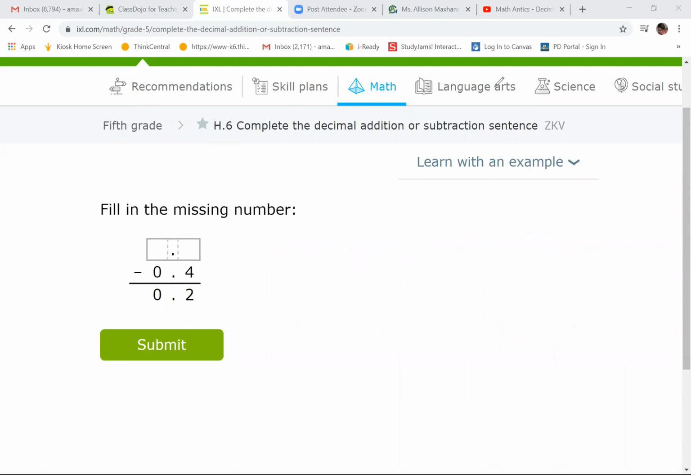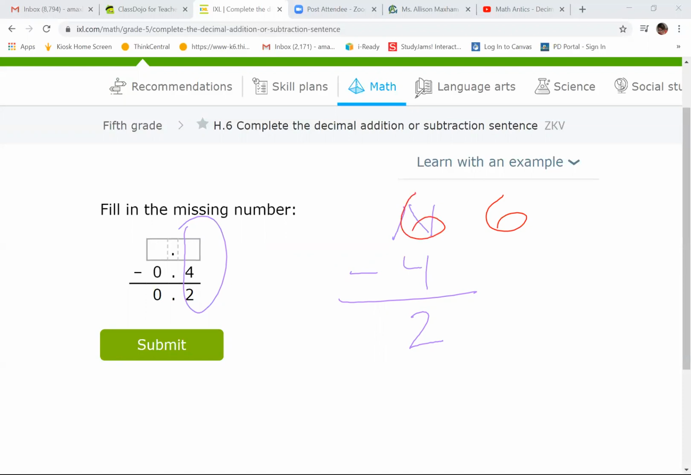Well, let's think about this. Remember how we were talking about turning it into whole numbers? N minus 4 equals 2. What number minus 4 equals 2? Well, you guys are telling me it's 6. And you know how I can check that? I can check it by plugging it in.